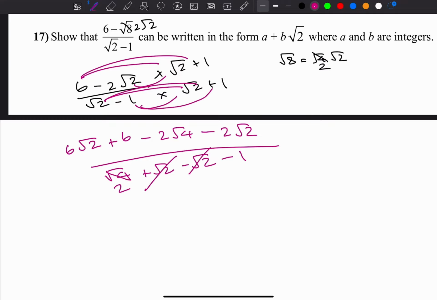Root 4 is 2, root 4 is 2, 2 times 2 is 4. So what do we have? 6 root 2 minus 2 root 2 on the top, which makes it 4 root 2. Plus 6 minus 4 is plus 2, over 2 minus 1 is 1, but you don't need to divide it by 1, that's fine. That's the answer. So 4 root 2 plus 2.